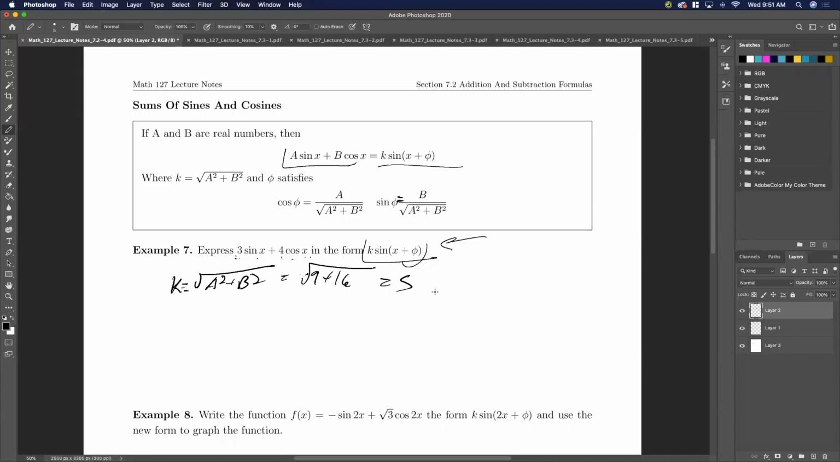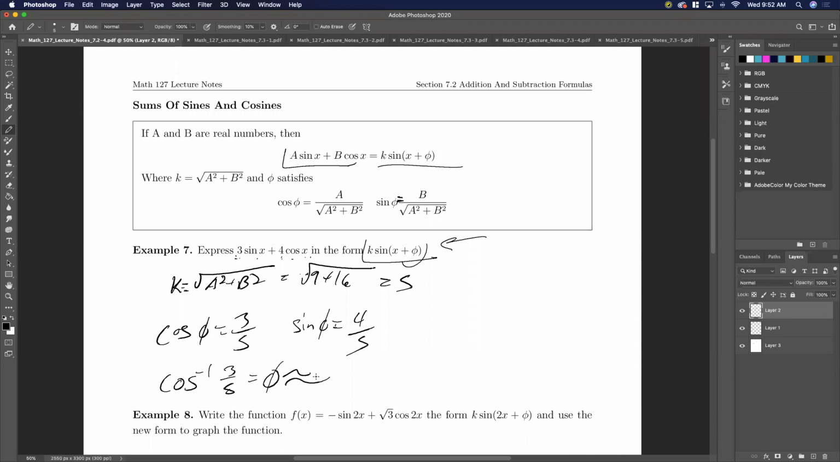All right, now we want to have that cosine of phi equals, in this case, 3 over 5, and then the sine of phi is equal to 4 over 5. Since both of these are positive, we know it's in the first quadrant, and therefore the arc sine or the arc cosine will give us the right answer. So we'll just take the arc cosine, just for kicks, of 3/5. That's going to give us our phi.